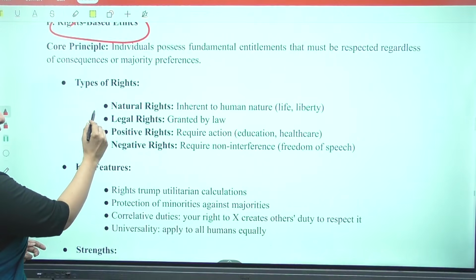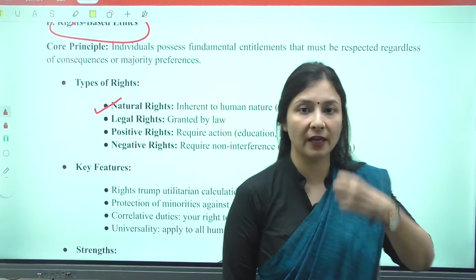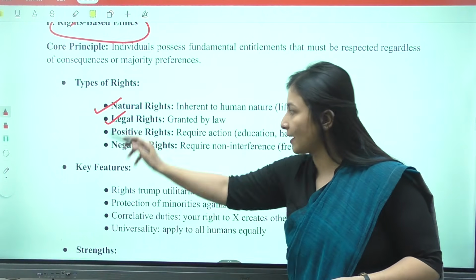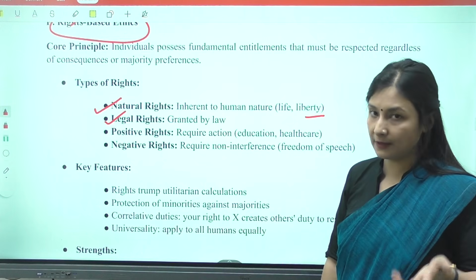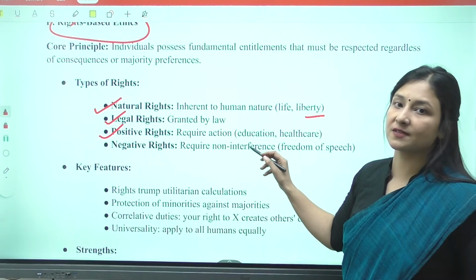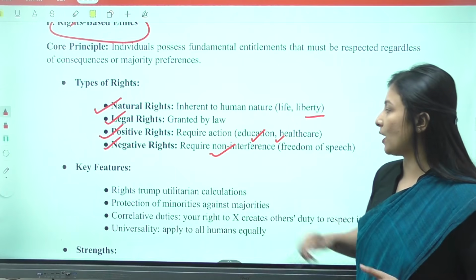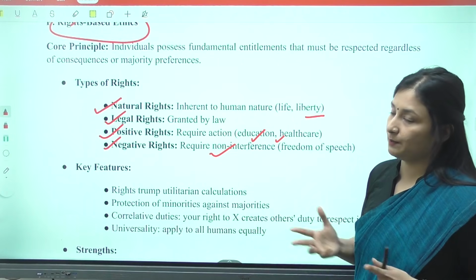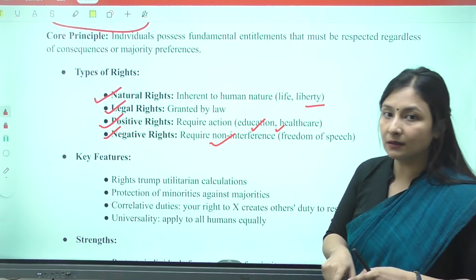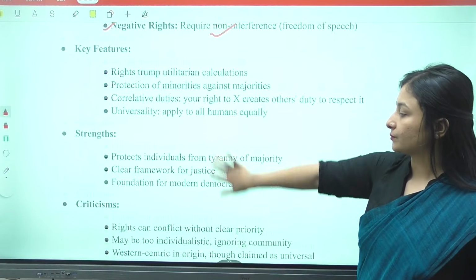There are certain natural rights, inherent to human life, the human right to life, and to liberty. There are certain legal rights which are granted by law. There are certain positive rights which require action, such as a right to education, a right to healthcare. There are certain negative rights, such as freedom of speech. Is it clear? Now, these are restrictions imposed by the state on the people. Is it clear?